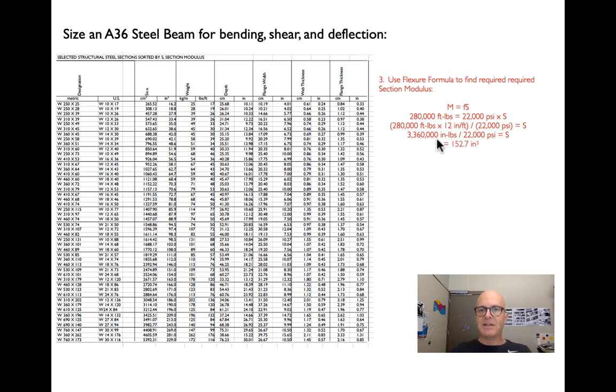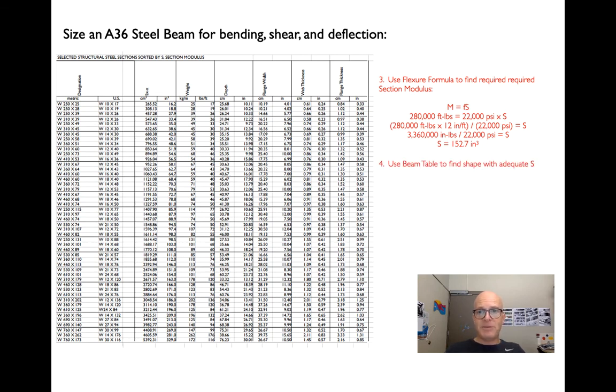And what we get is S is 3.36 million inch-pounds divided by 22,000 psi. Note that the pounds will cancel out. Square inches will move to the top and multiply by that, and we'll get inches cubed. The required section modulus to carry that 280,000 foot-pounds in steel is going to be just under 153 cubic inches.